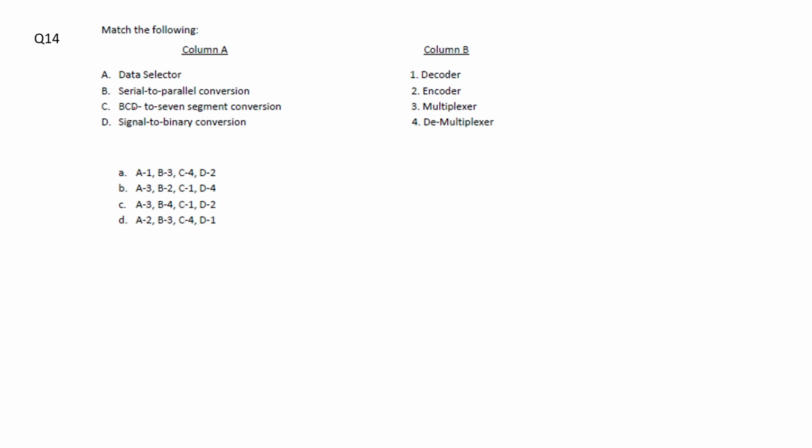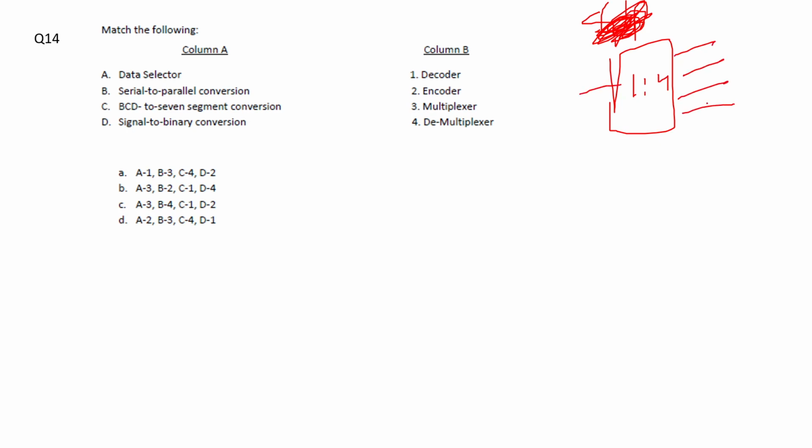is simply a multiplexer, which is also known as serial to parallel conversion. No, this is parallel to serial. Serial to parallel conversion is demux. Sorry, data selector is mux, that is parallel to serial. Demux is 1:4, and this is serial to parallel. So serial to parallel conversion is demux. So we can have B3.